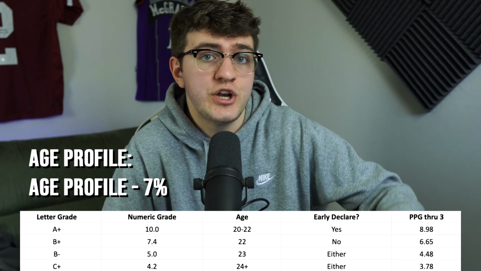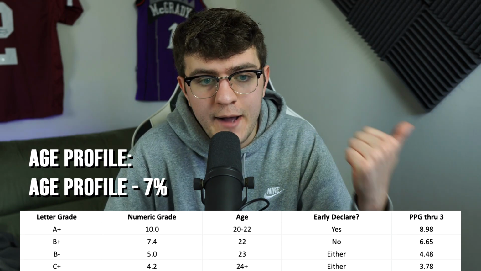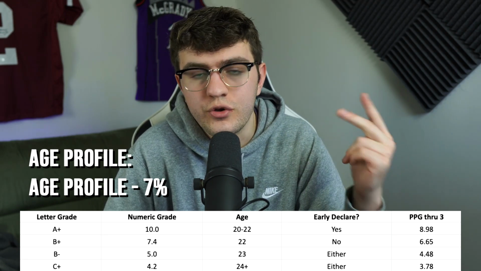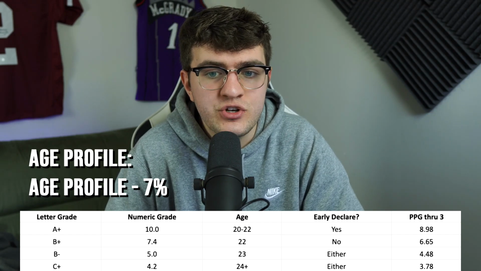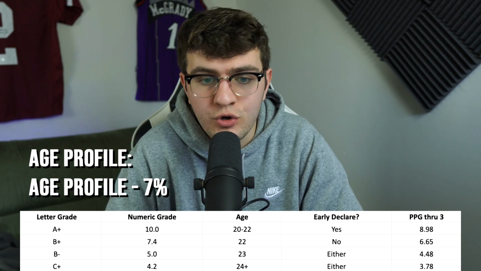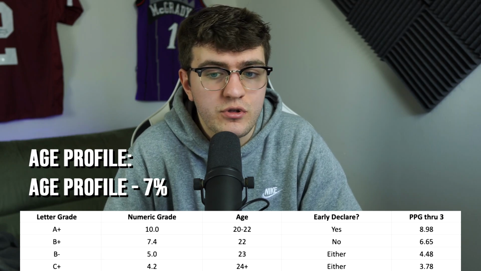To make it from elite to legendary, you have to be a 10 or better grade, a top 10 draft pick, 21 years old, early declare. That bumps you into legendary. Then we just have the rest of the ages sort of independent of early declare. We have 22 but non-early declares are B+, averaging 6.65 points per game through their first 3 seasons.